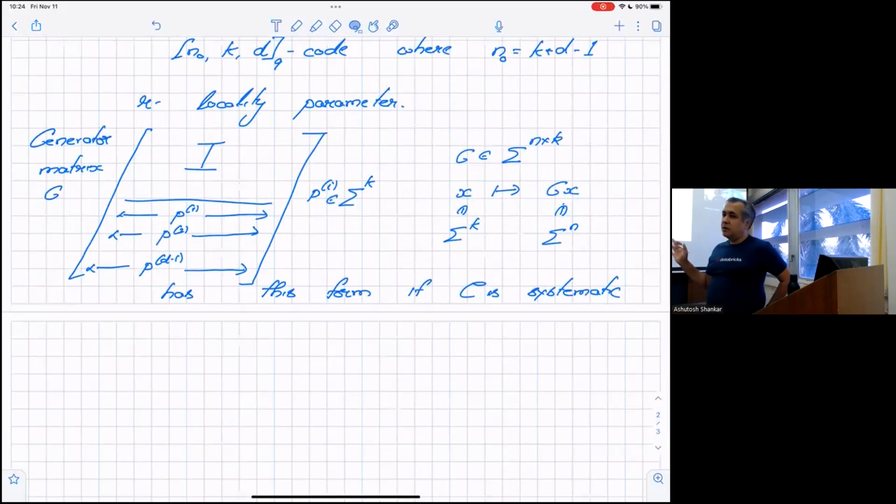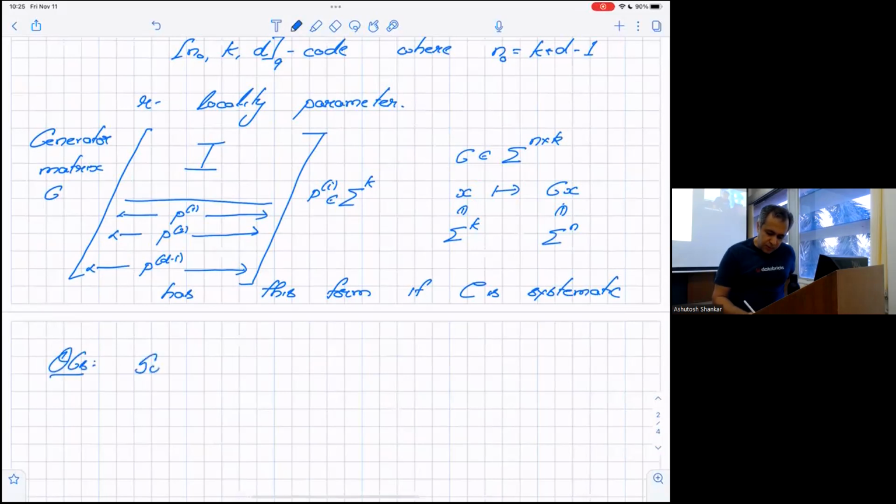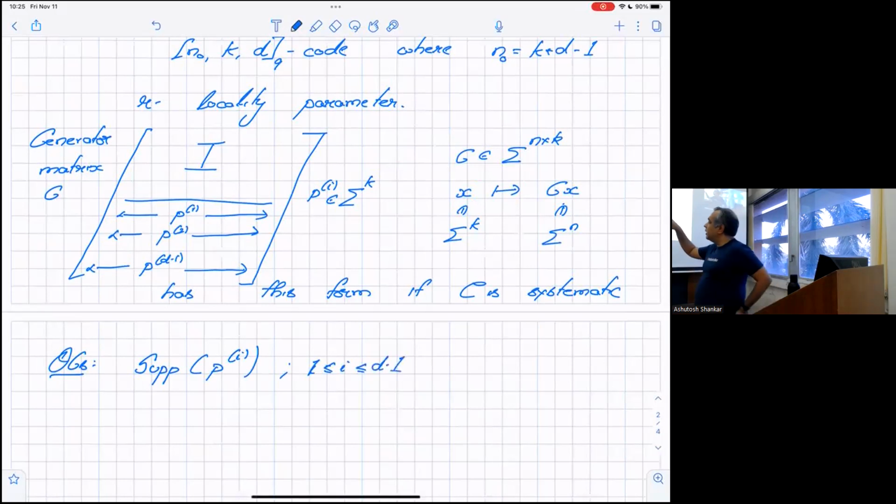We know that this is not our local code. Now, I want to make one observation. Take any PI, for I between 1 and D minus 1. What is the support of PI? PI is stating that the K plus ith code word bit is this particular linear combination of the message bits, and that linear combination is specified by the vector PI.